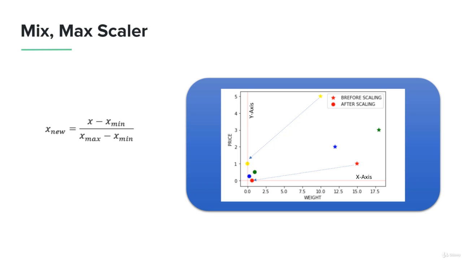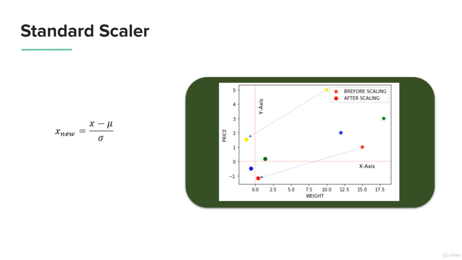One thing we need to note is that since it involves minimum and maximum values, the problem arises with outliers. Because outliers mostly have extreme values, being either the maximum or minimum, that is one of the disadvantages of using a min-max scaler: it is very sensitive towards outliers. The other one we have is the standard scaler.